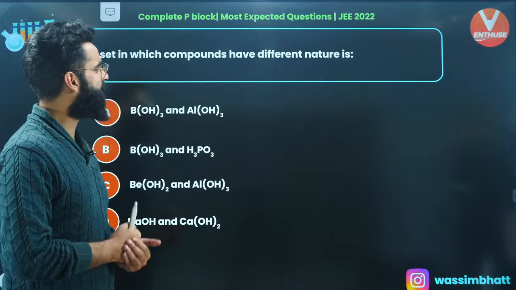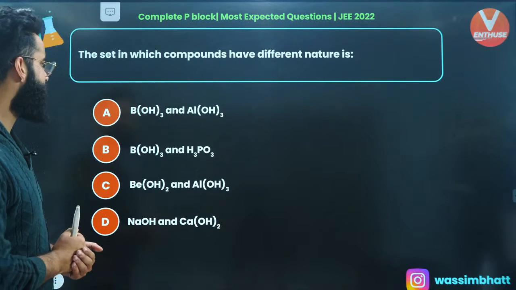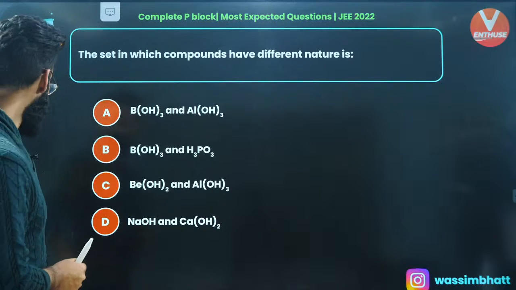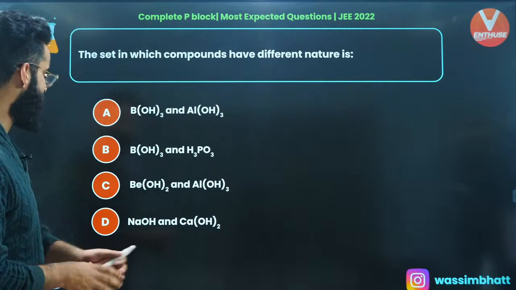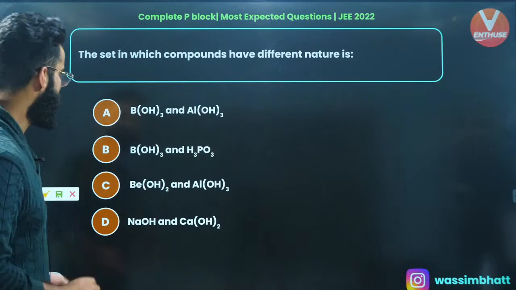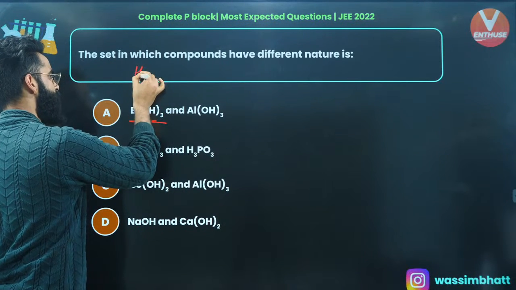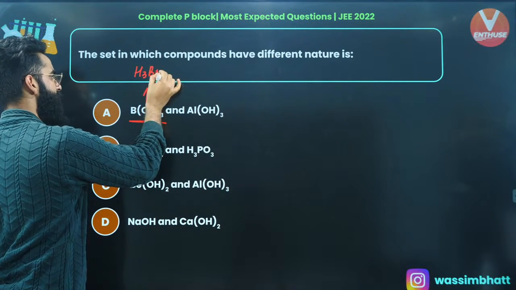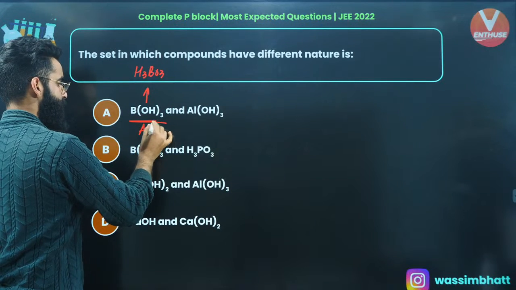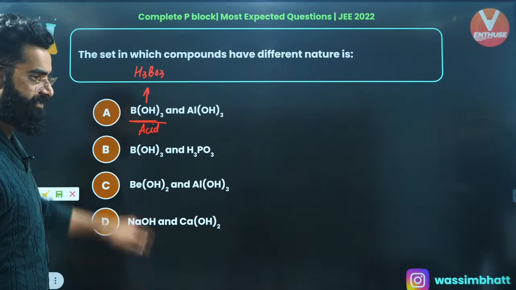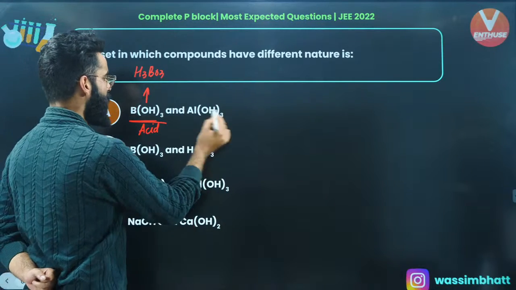The set in which the compounds have different nature. What do you think about this one? Where do you see the set wherein the compounds have different nature, my dear people? This is B(OH)3, right? This is basically H3BO3. It is boric acid, right? It is acidic in nature. It looks like a base, but it's not a base, right? It's the acid, B(OH)3. It's the boric acid. Al(OH)3.